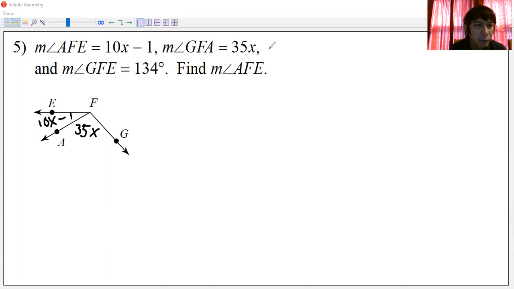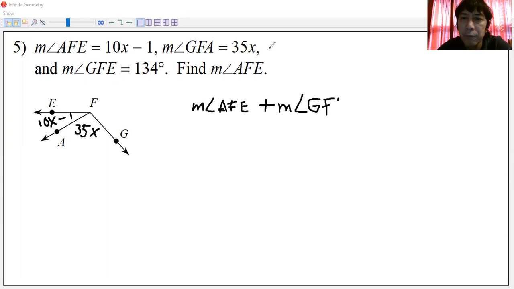So we shall begin with the equation. All right, so let's have the equation. The measure of AFE, this one there, plus the measure of the next angle, that's supposed to be GFA, is equal to the measure of the angle GFE. Yes, GFE.